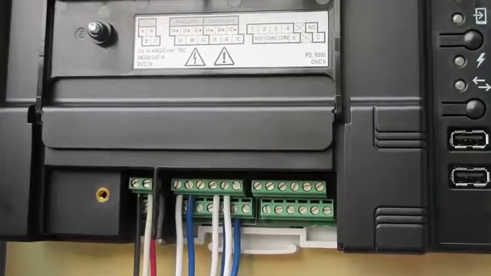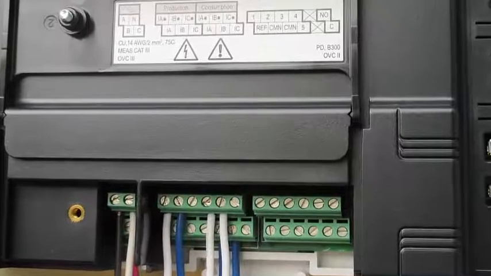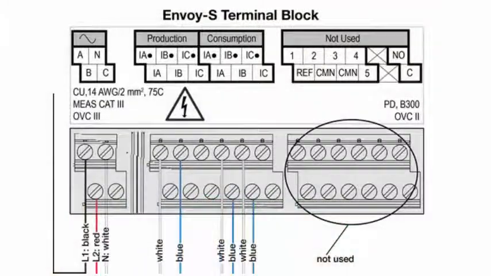The Envoy S uses terminal blocks for metering connections. These are the terminal blocks on the Envoy S used for consumption metering. Note that the block on the right side is not used. This schematic provides wiring details for the standalone Envoy S metered. If you are using the AC Combiner box, you may notice that the production CT wiring is slightly different than what is shown here. Please refer to the companion video, Installing a Production CT, for more information.